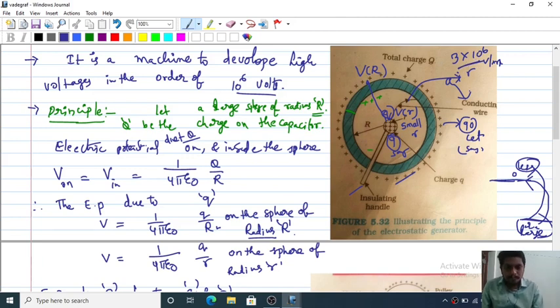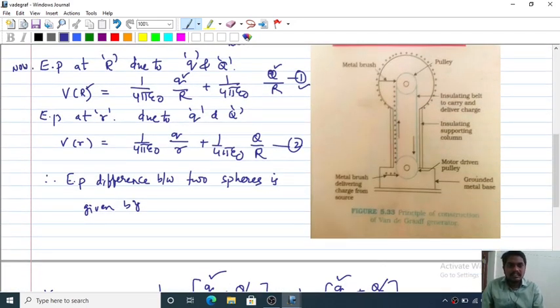This is the schematic diagram showing how the charges are placed on the outer sphere with the help of a small sphere. Here there is a metallic brush delivering charge from a source, not represented here, which supplies positive charges to the belt. The belt is an insulating belt which can carry charge but will not store it.